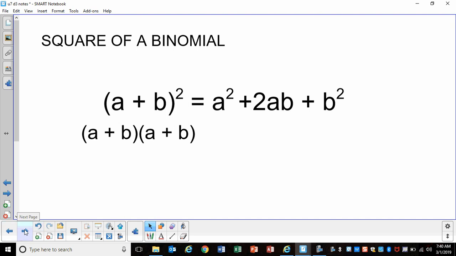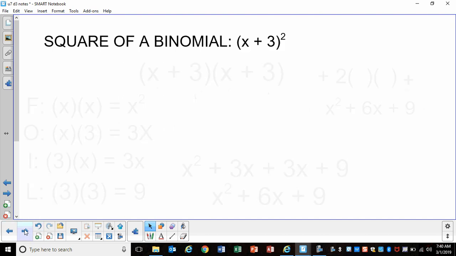It still works the same way with all those different methods. Okay, so here's an example. We've got the binomial x plus 3 squared. What that means is that we are doing x plus 3 times x plus 3. You need to expand it out. Whenever you have exponents on a polynomial, write it in expanded form.